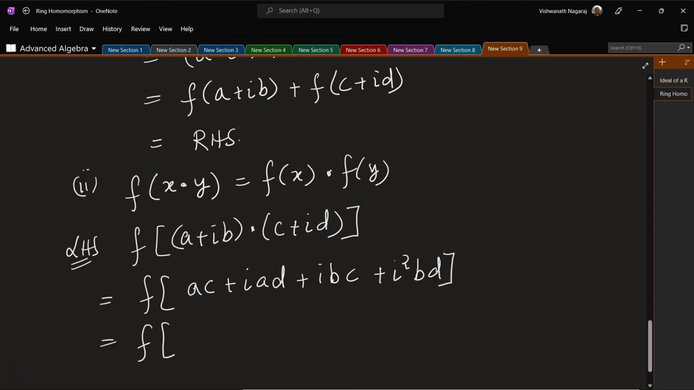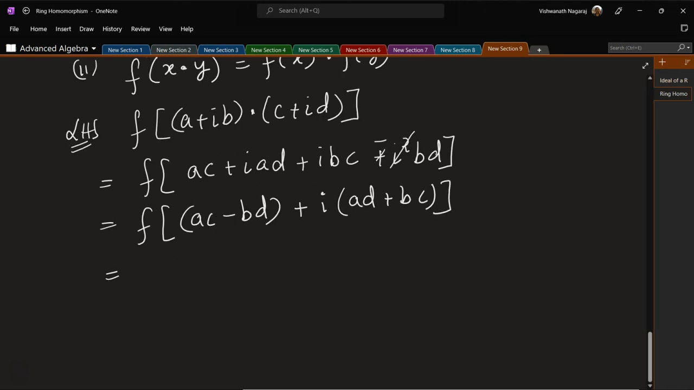Now again, we are not applying the function still. We are just simplifying it. So ac minus, this will make this minus bd, plus i is common, ad plus bc. And now we can apply the function. So what do we get? ac minus bd, the conjugate of this, minus i times ad plus bc. Again now, let's open it up again.